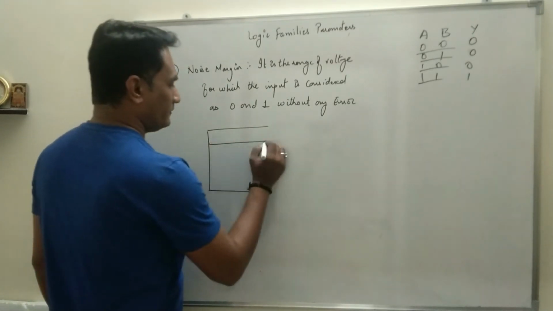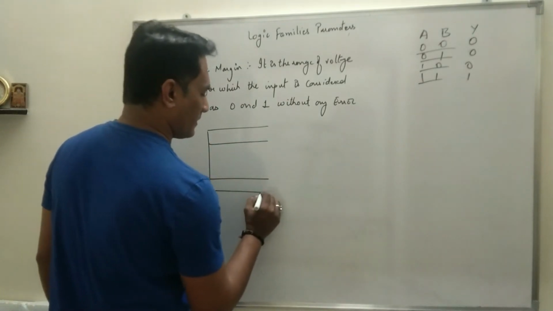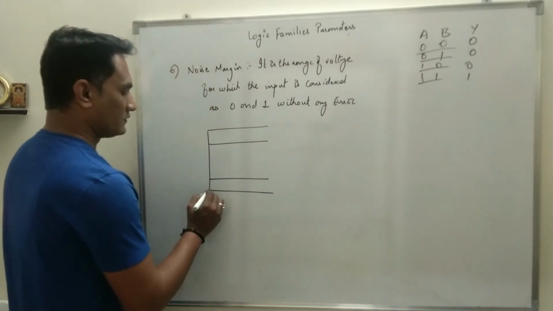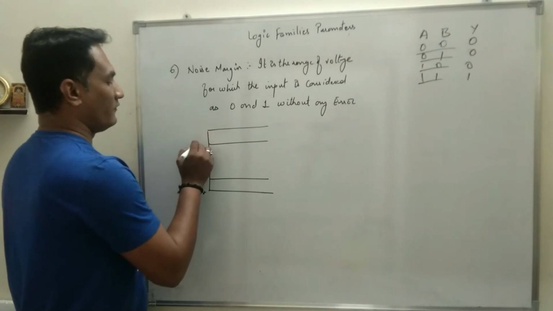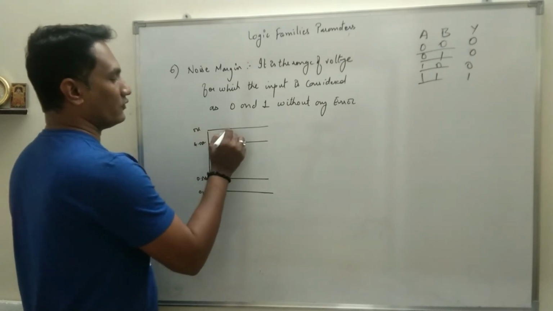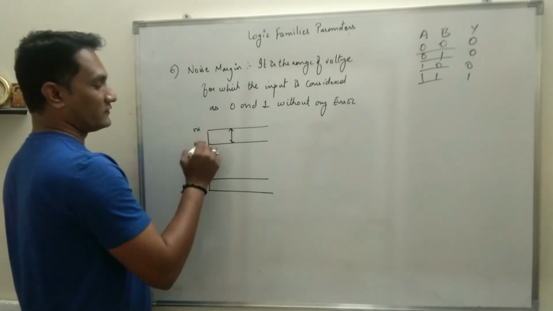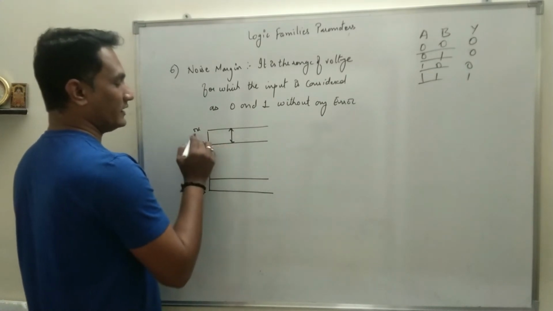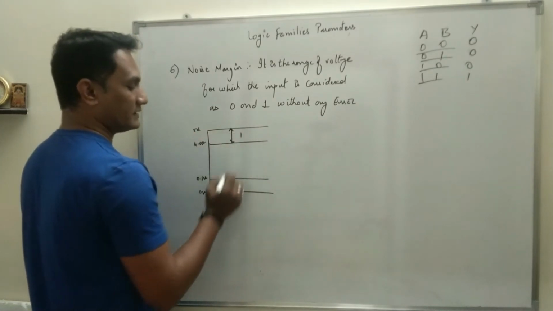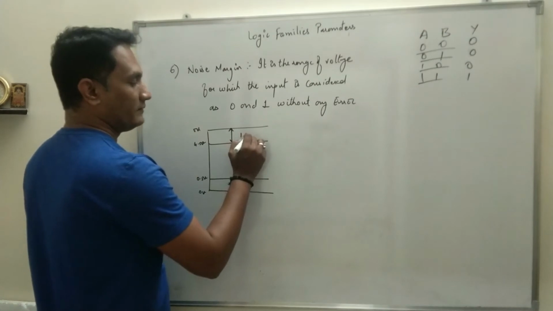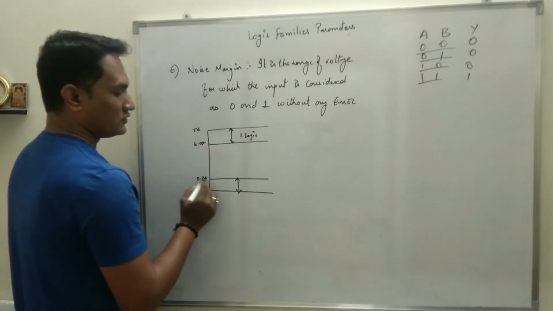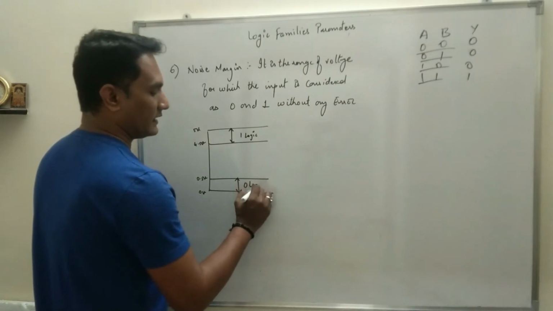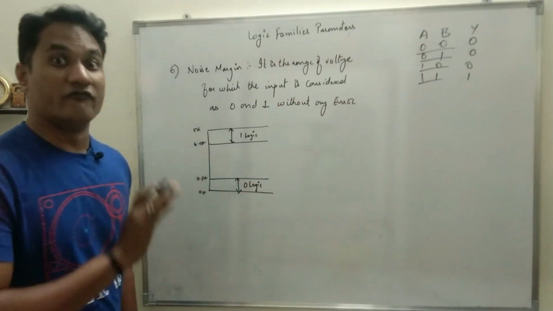Say for noise margin, 0 volt to 0.5 volt, and 4.5 volt to 5 volt. The range of voltage from 4.5 to 5 will be considered as logic 1, and 0 to 0.5 is considered as logic 0, without any error.